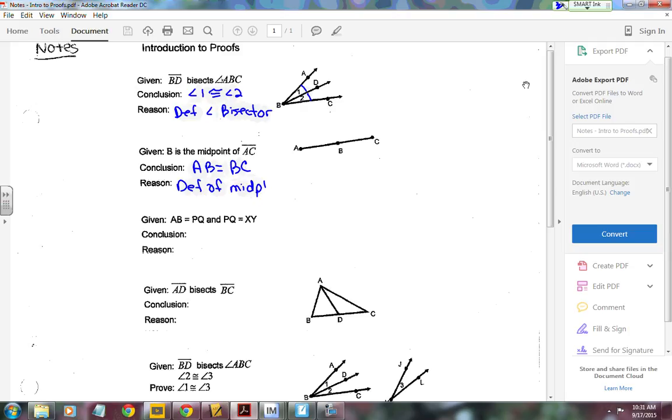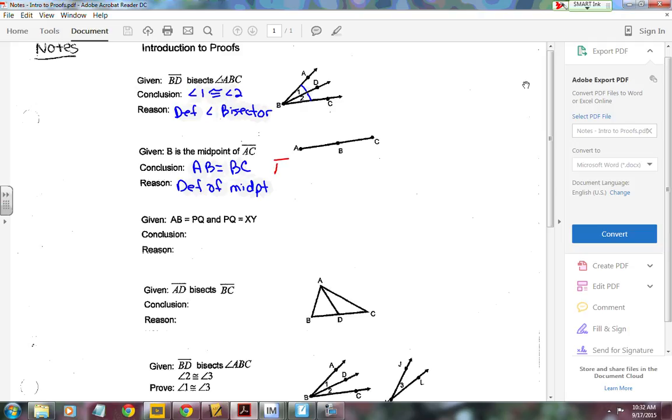Now, wait just a second. Sometimes there's more than one thing that you can say. Okay? I heard somebody say AB plus BC equals AC. Okay, you could say that, but that really doesn't go back and reflect on the fact that it's a midpoint. Okay? I'm not saying that it wouldn't be needed in a proof at some point. Okay? But you're right, that is a true statement, but it doesn't really relate back to the fact that it's a midpoint.